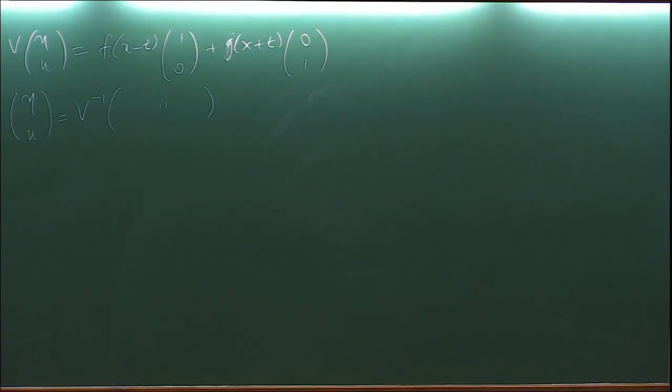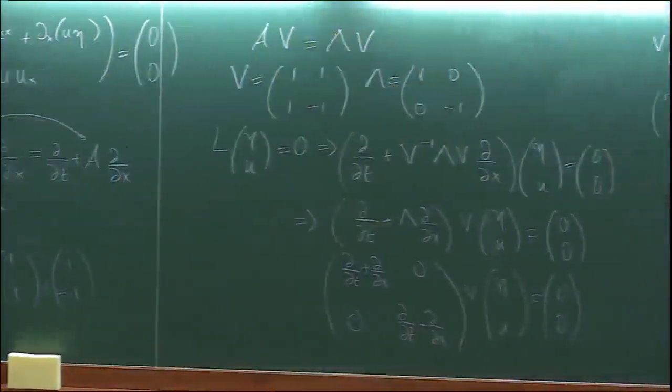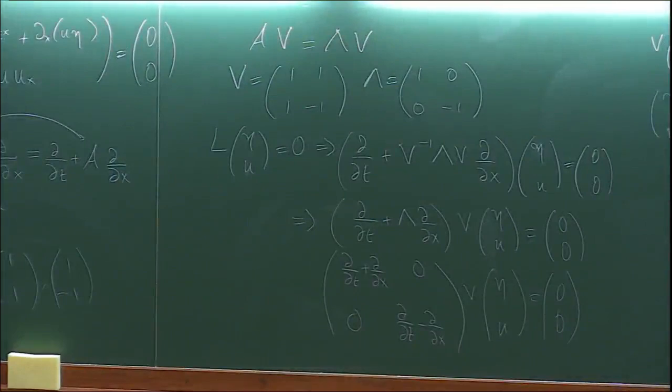Moreover, if you read everything from this line onward, it doesn't even have to be a two-dimensional system. It can be an n-dimensional system, so long as it's a real symmetric matrix that you're dealing with, right? d/dt plus real symmetric matrix d/dx. It can be an n by n system. That's perfectly fine.